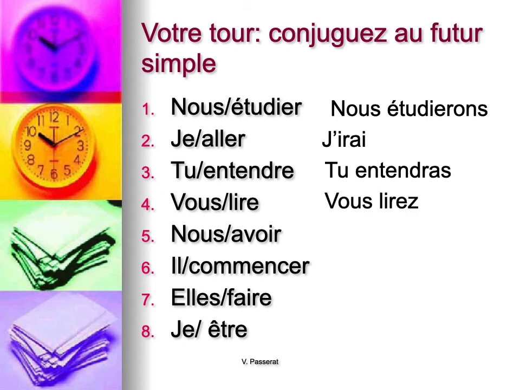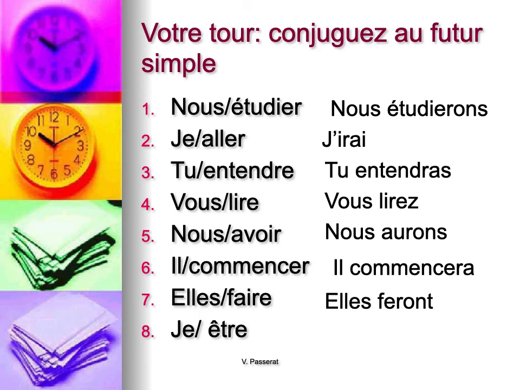And then nous and avoir. I hope you did not write nous avoirons. Avoir is irregular, and it becomes nous aurons. Nous aurons. For il and commencer, il commencera. For elle and faire, hopefully you recognized faire on that list of irregulars, and you put elle fera. And for je and être, I sure hope you didn't write j'êterai, because être is irregular and the irregular stem is ser, so it's je serai.